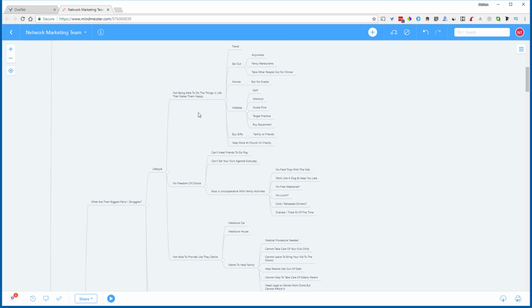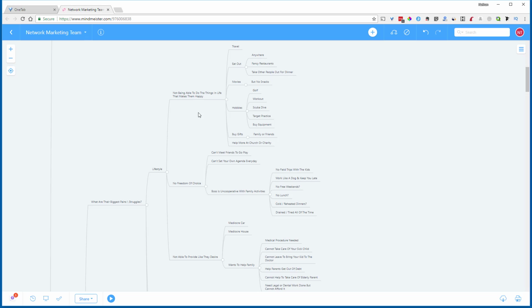Also, maybe eating out. Maybe they like to go dining out just anywhere, and they can't afford to do that right now. Or they like to go to fancy restaurants, but they only get to go maybe once a year, if that, to treat their spouse to a special anniversary dinner or something like that. Or just the fact of taking other people out to dinner and being able to not worry about the bill. Just, hey, I got it. Thanks for coming. I value you and our relationship. Just something nice for somebody else.